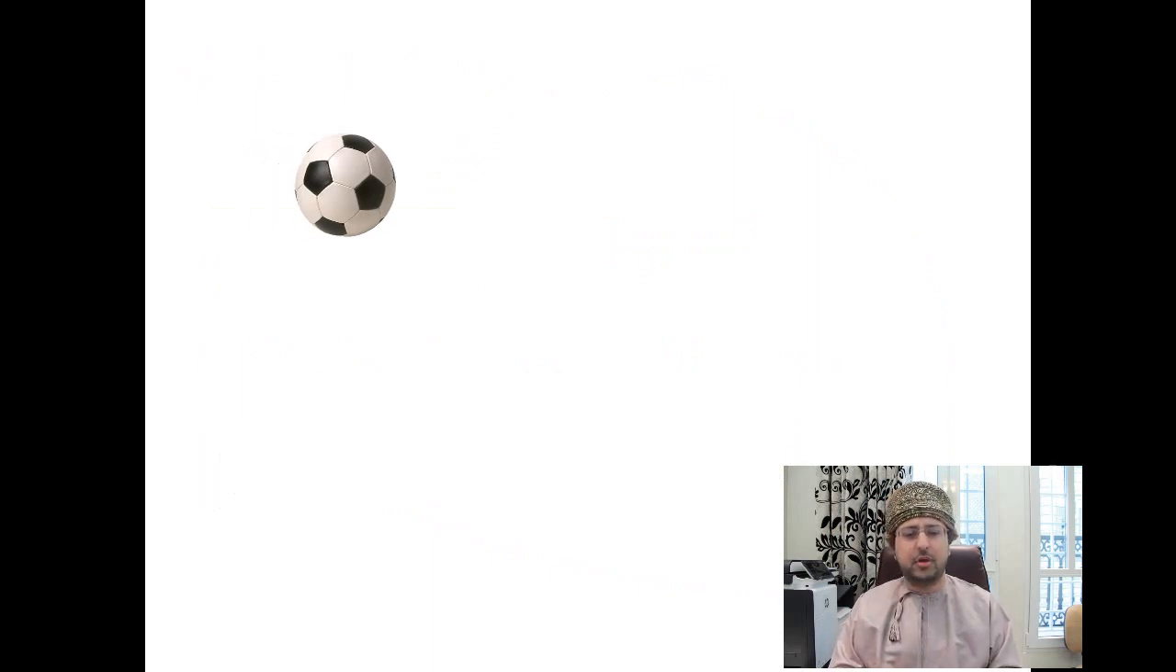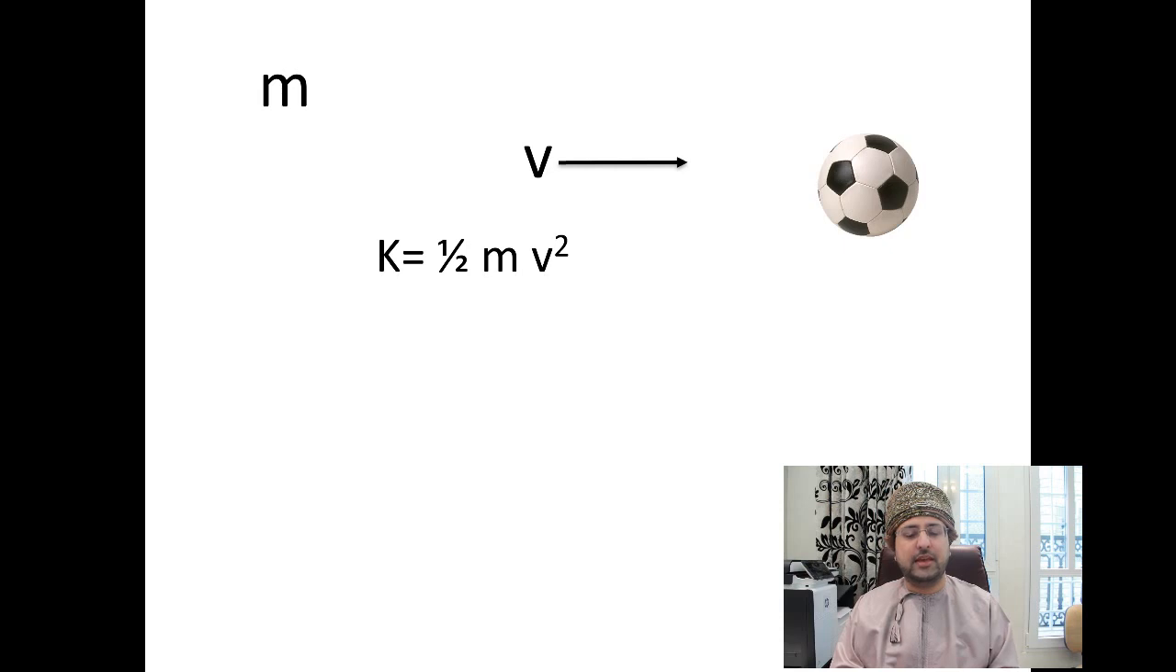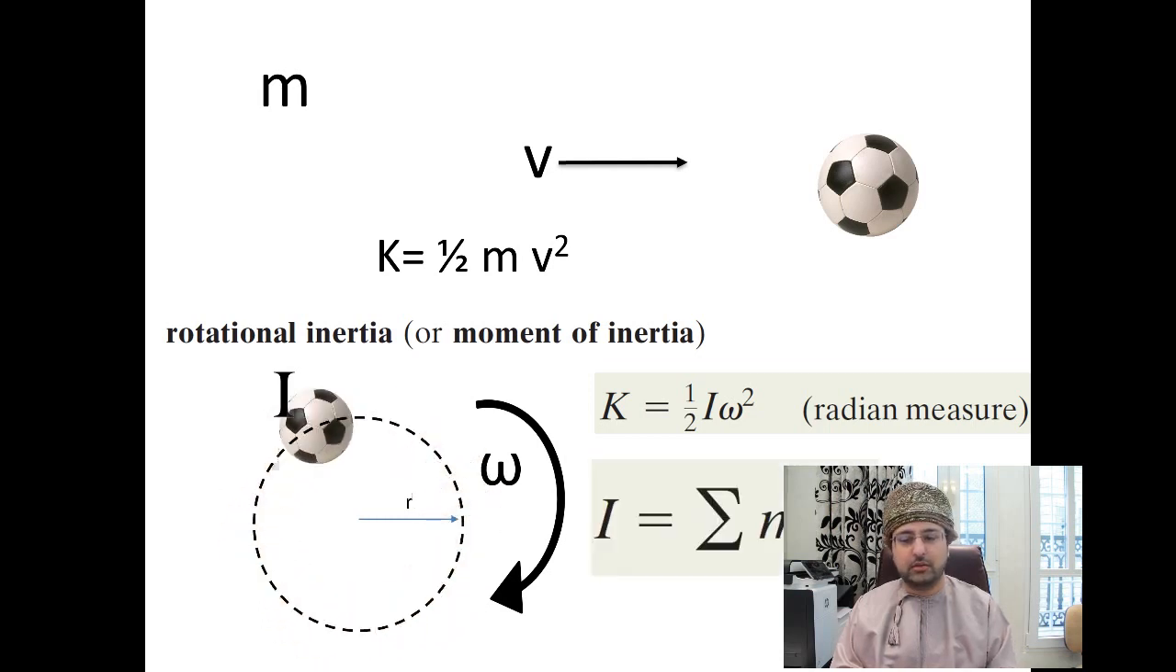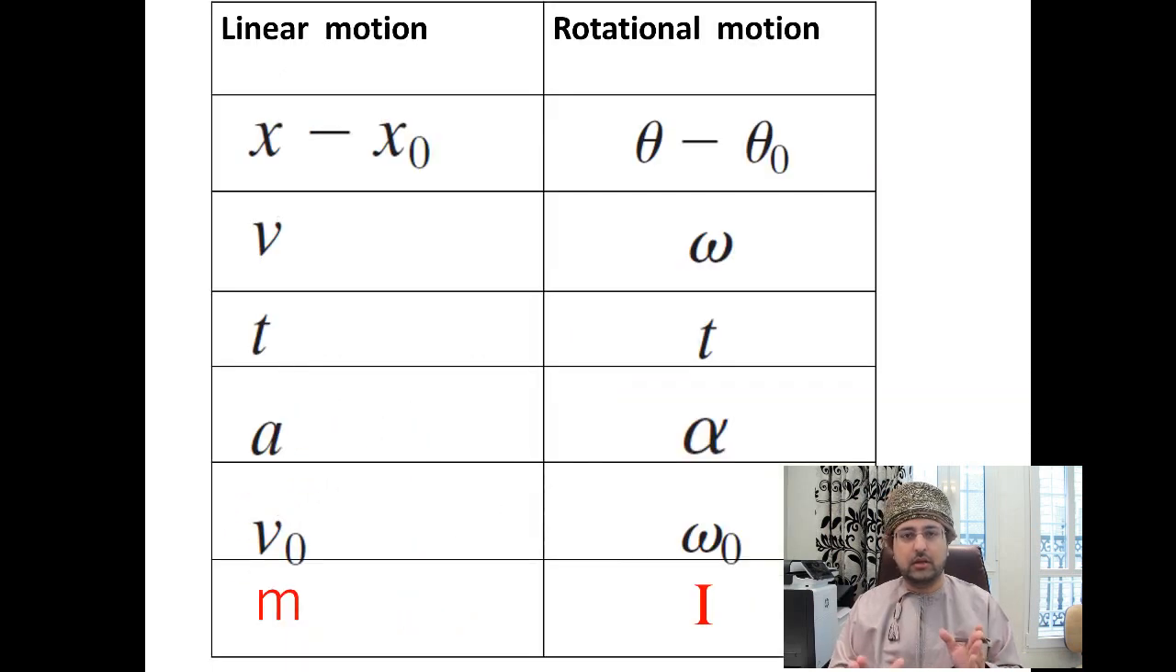Let's take a look at a football. It's moving in a straight line. K equals half mv squared. What about if it's going on a circle? Well, I will have half I omega squared, where I is the sum of mi ri squared. Okay. Back to our table from the previous lecture, we're going to add one more line. M in linear motion, its friend in rotational motion is I.